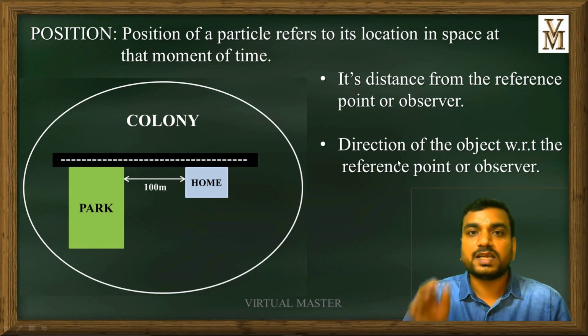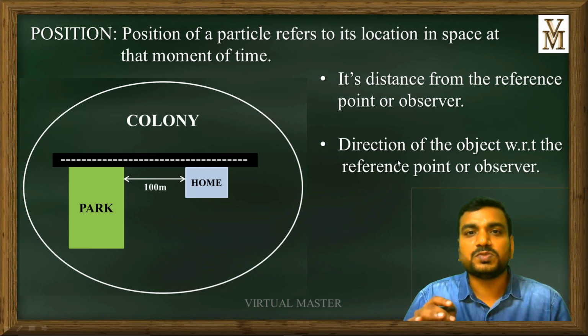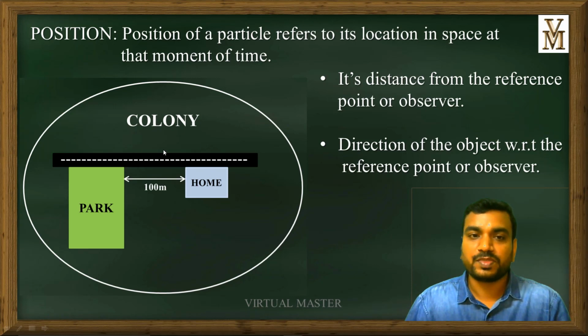Okay, to understand this better, let us take one example. Let us assume that our home is located in XYZ colony and it is near to the park. And as per the figure, your home is located at a distance of 100 meter from the park on the right side of the park.